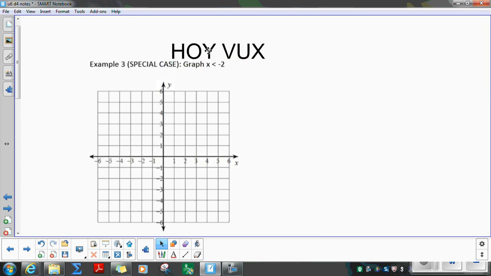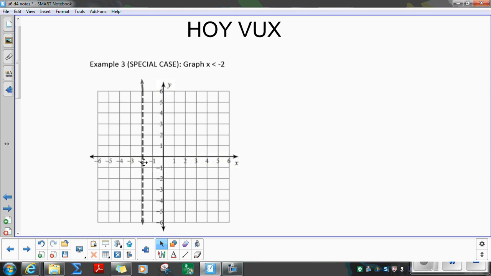So HOVUX, remember, H stands for horizontal, the O is for zero slope, and it has a y equals equation. With vertical, V stands for vertical, undefined slope, and an x equals equation. Well, these aren't equations, these are inequalities, but the same thing happens. When it's x by itself is some kind of inequality to a number, that means it's a vertical line. So that's what I'm going to draw, a vertical line going through -2, which is right here.